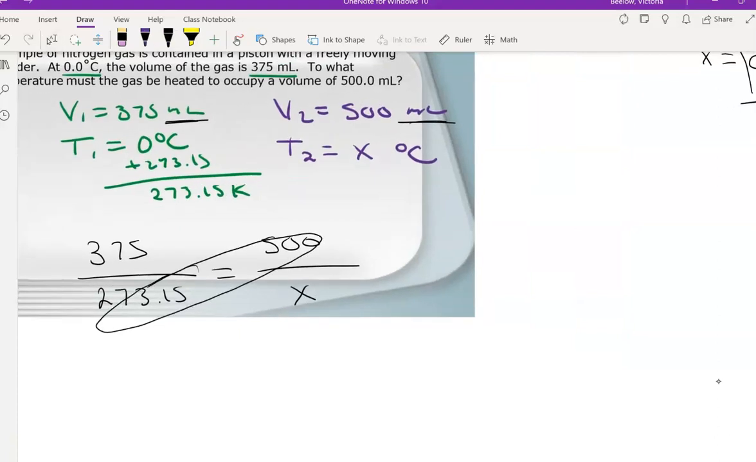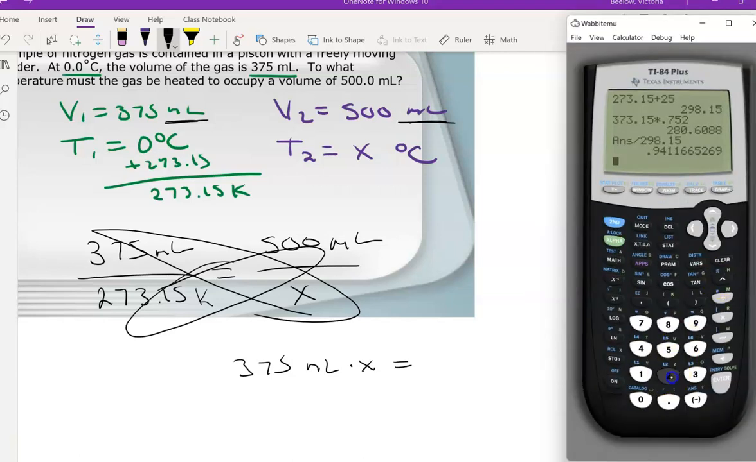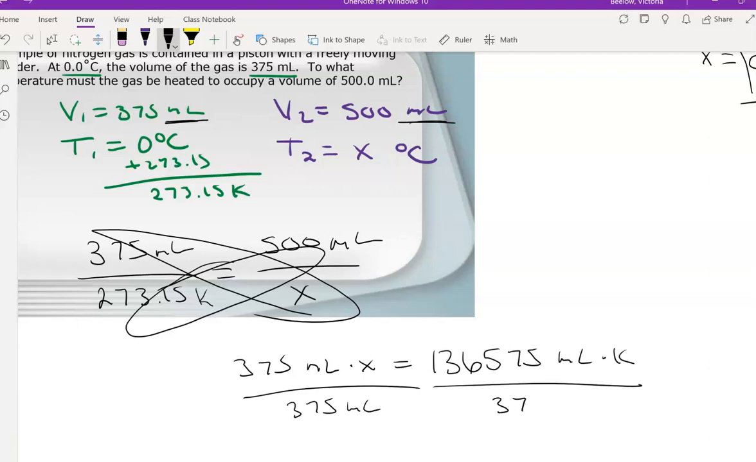So I'm going to cross multiply. I plugged in my V1 over my T1. This is in Kelvin. This is in milliliters. This is in milliliters. And then we'll solve for X. So we're going to cross multiply. So 375 milliliters times our X is equal to 273.15 times 500. 136,575, and again, this is milliliters in Kelvin right now. I'm going to divide each side by that 375 milliliters.